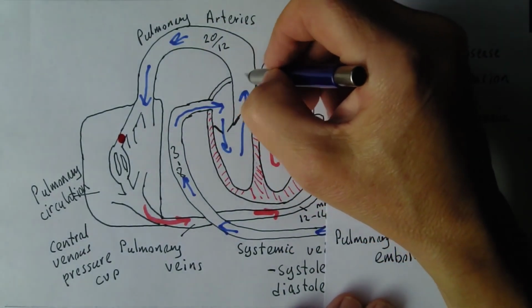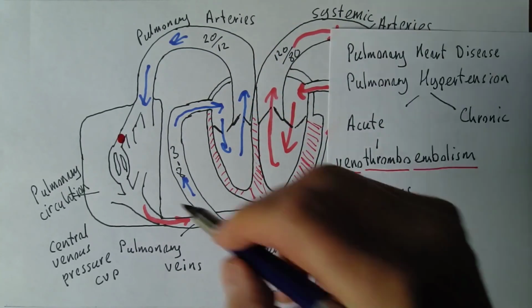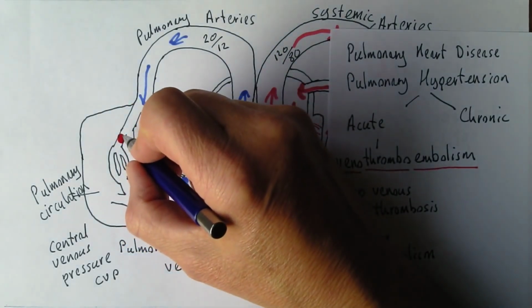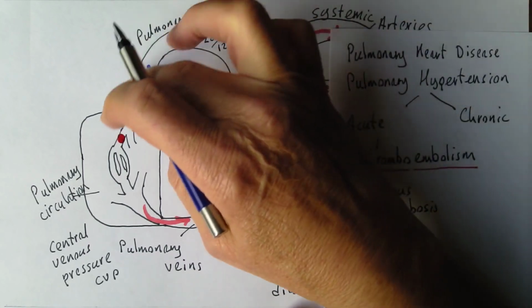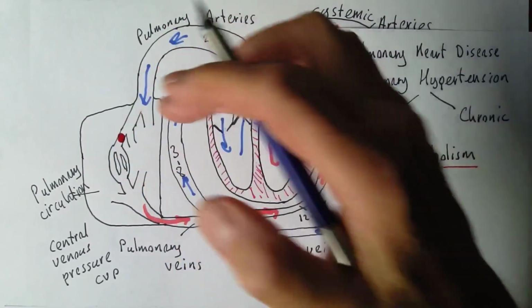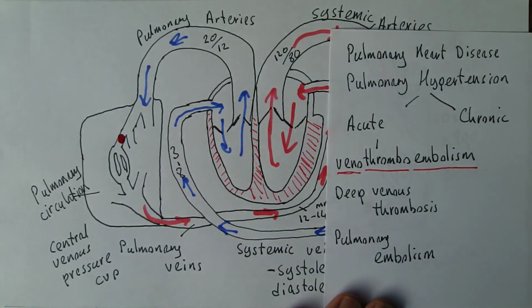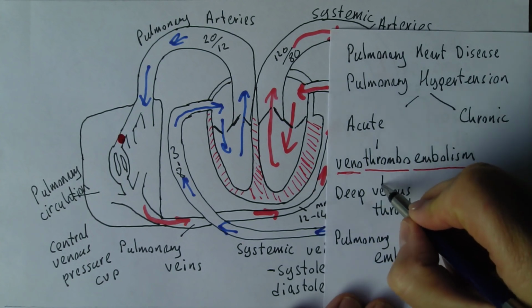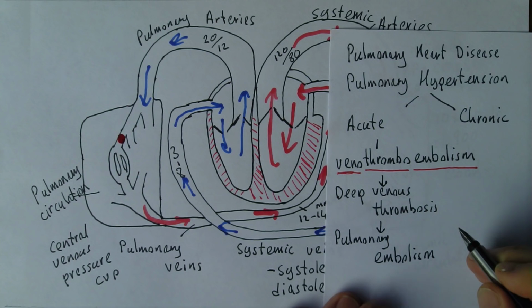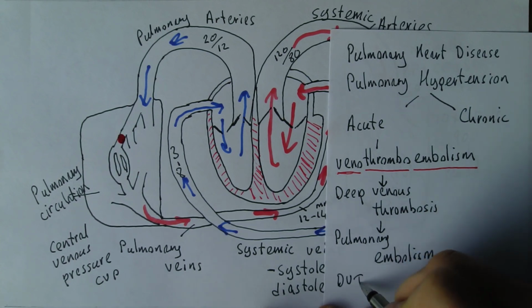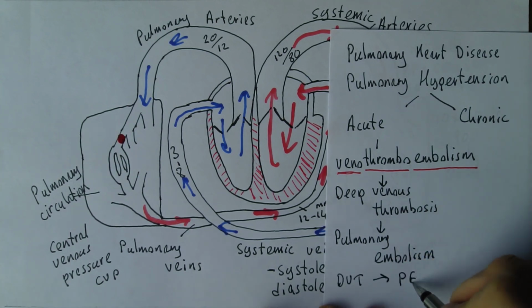A huge one could block here. But I think you can see if it's blocking off the pulmonary circulation, that means the blood's going to be forced around other parts of the pulmonary circulation. So that means there's going to be back pressure, and it's going to increase the pulmonary arterial pressure if it's a large embolism. So that will be venothromboembolism presenting as deep venous thrombosis and pulmonary embolism. Of course, we normally say DVT can go to PE. Deep venous thrombosis can go to pulmonary embolism.